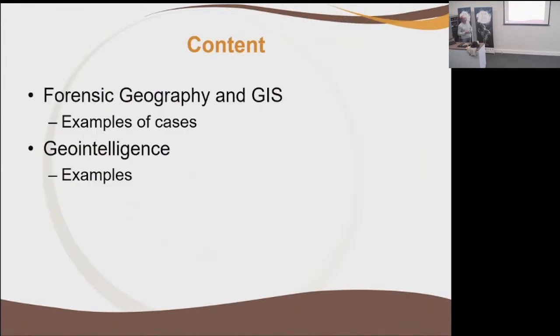The first part is going to be on forensic geography and GIS, and I'm going to give you examples, and then a little bit on geointelligence and other examples. All the examples that I'm going to give you are cases and projects that I worked on. So it's local South African cases, and some of them were very high-profile cases in court, and others were just interesting research that I did with some police officers.